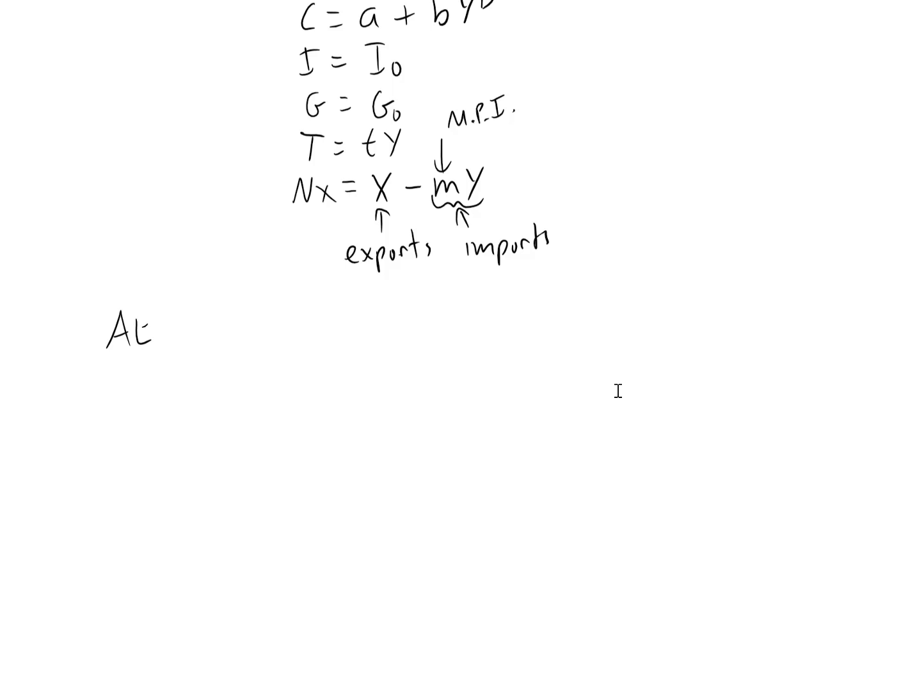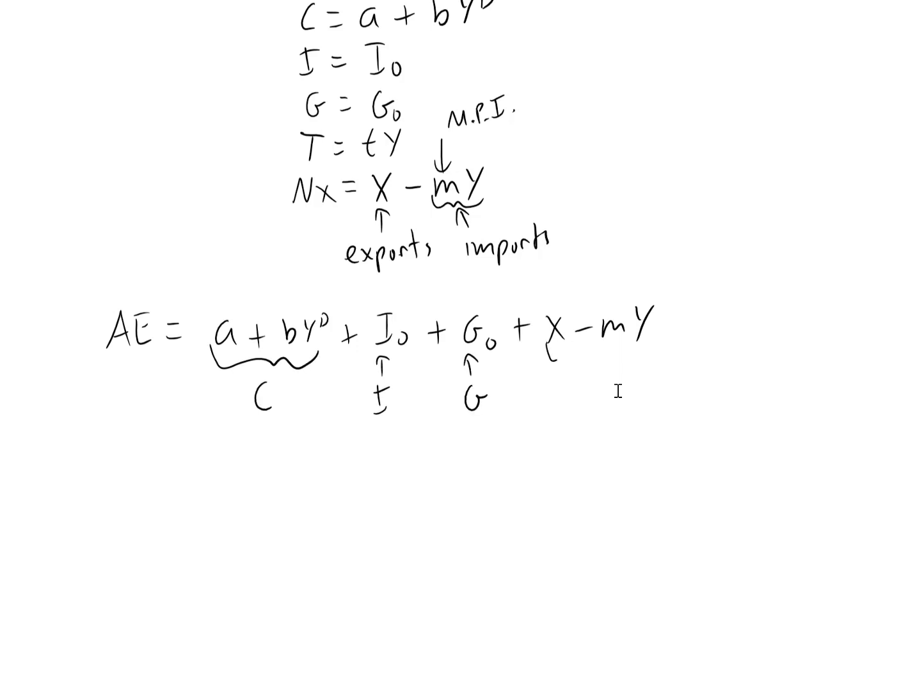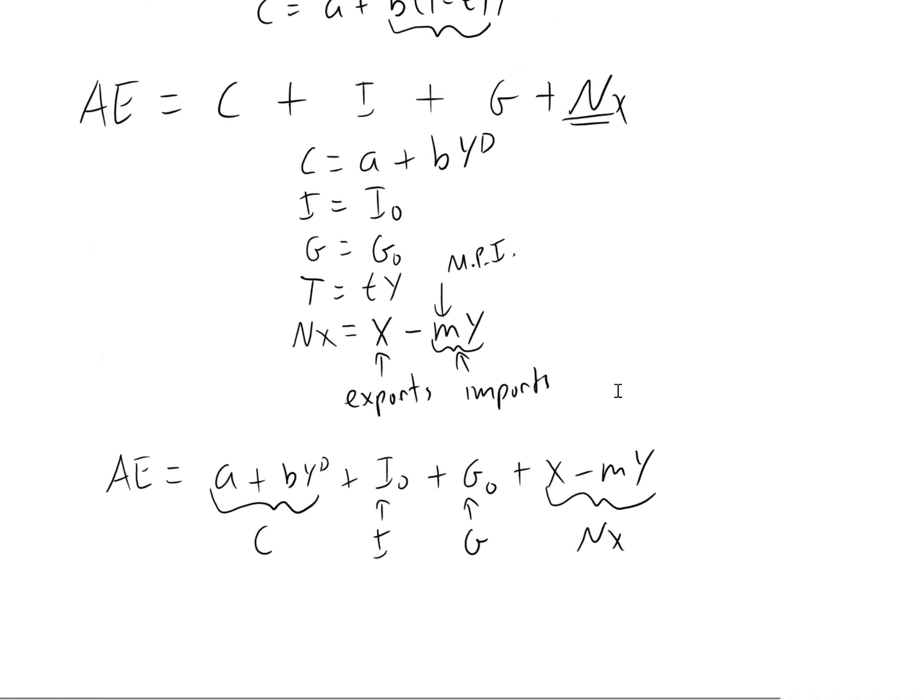So AE equals A plus B times YD plus I0 plus G0 plus X minus M times Y. Remember, this is the consumption, this is investment, this is government purchases, and this is that NX. So we're just plugging in the functional forms that we solved for up here, or that we assumed up here, I should say, is a better way to put it.